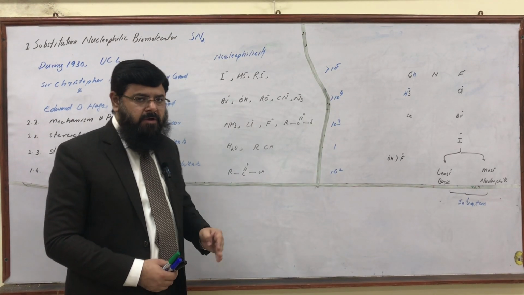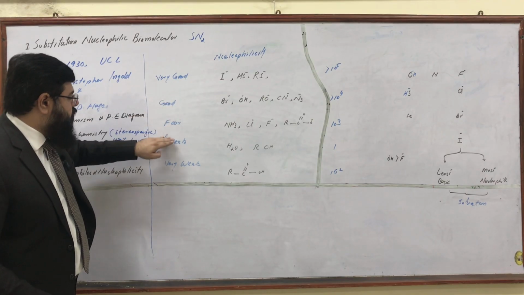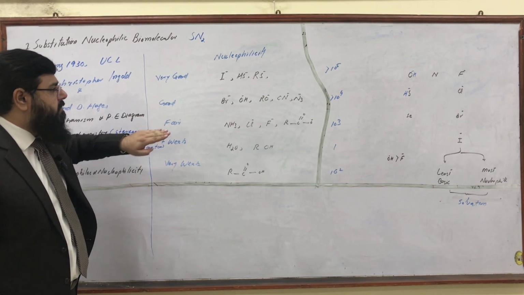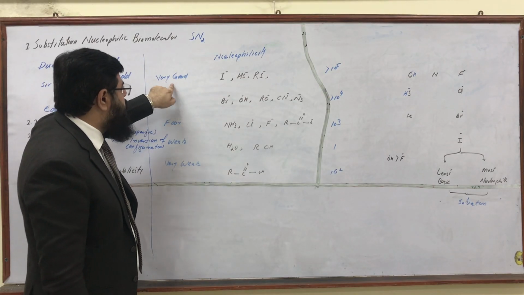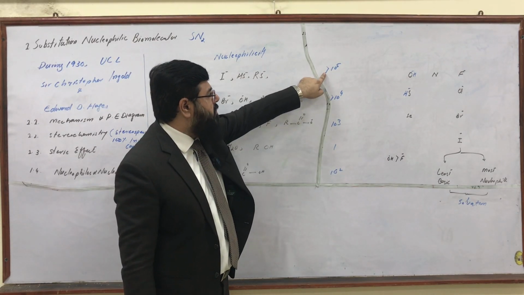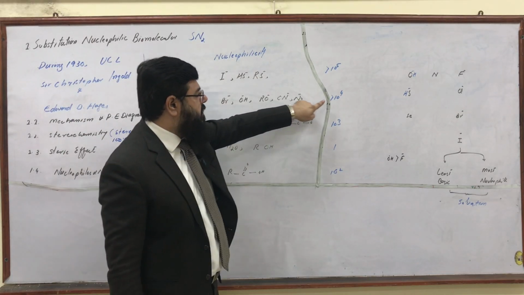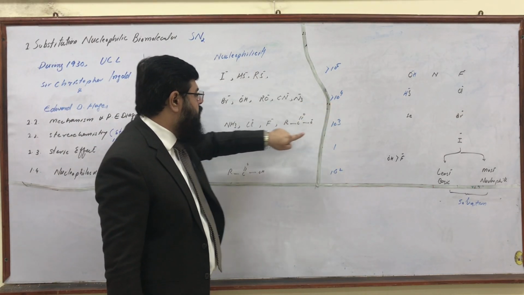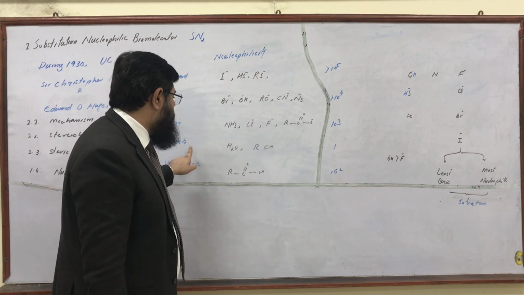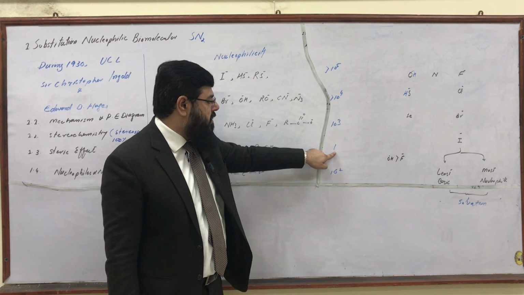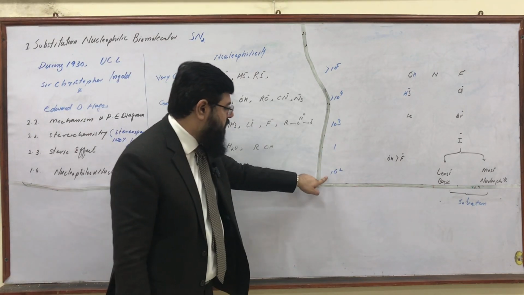So here we have a table where we have mentioned 1, 2, 3, 4 and 5 categories of nucleophiles with their nucleophilicity. The first class contains very good nucleophiles. Their reactivity is 10 raised to power 5. Then we have good nucleophiles which have reactivity about 10 raised to power 4. Then fair, they have 10 raised to power 3. And then there is a weak class of nucleophiles, their reactivity is 1, and then we have a very weak class that has 10 raised to power minus 2.